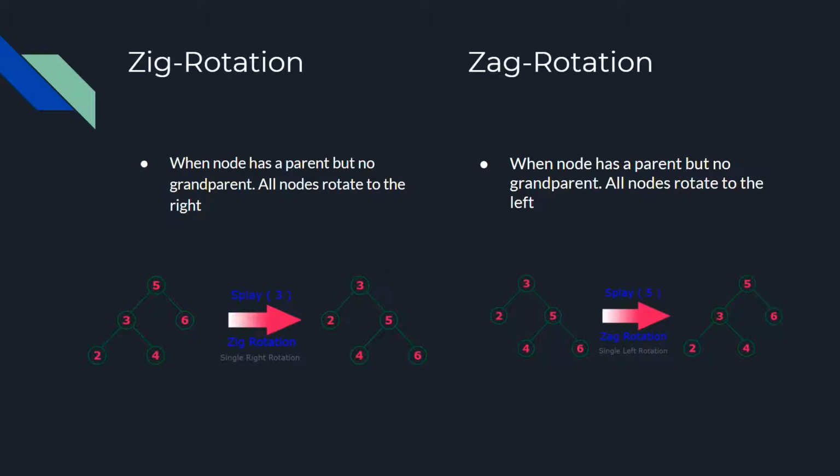In the second example, we are using a zag rotation to splay node 5. Node 5 is rotated to the root, node 3 is its left child, and node 6 is its right child. Node 4 is rotated to the left and becomes node 3's right child.